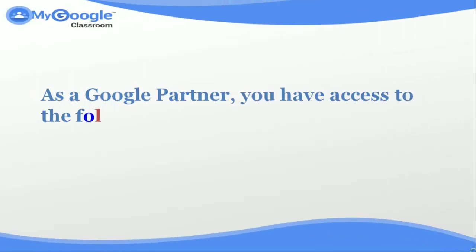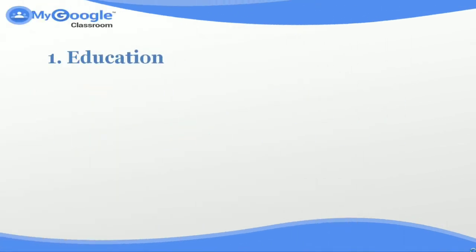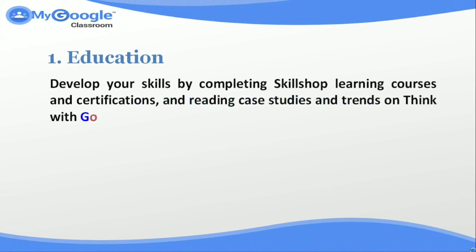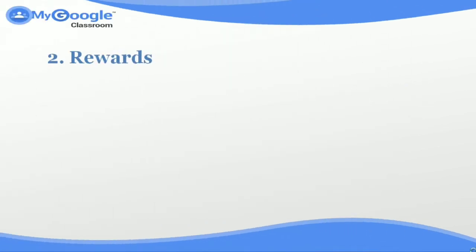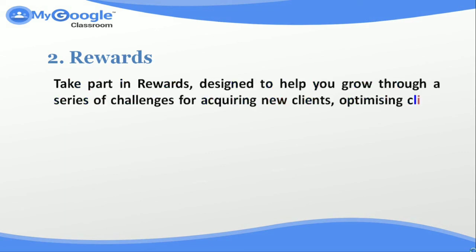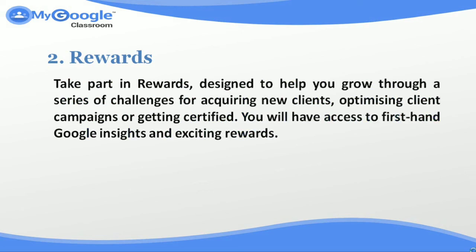As a Google partner, you have access to the following resources to develop your capabilities and help your clients succeed. Number 1, education. Develop your skills by completing Skillshop learning courses and certification, reading case studies, and trending on Think with Google and Google Trends. Number 2, rewards. Take part in rewards designed to help you grow through a series of challenges for acquiring new clients, optimizing client campaigns, or getting certified. You will have access to first-hand Google insight and exciting rewards.